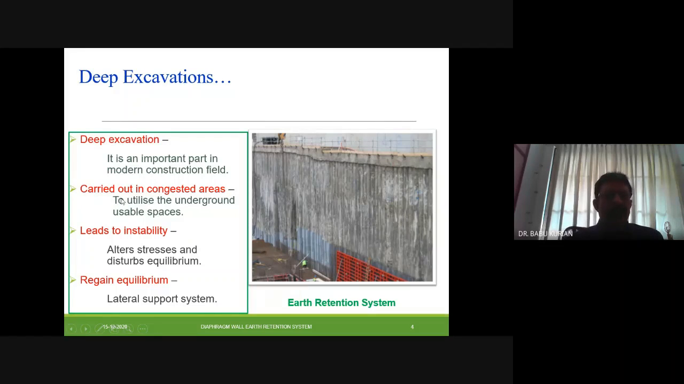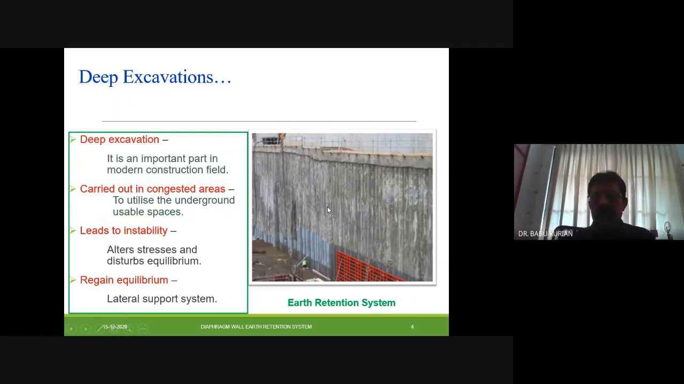So it is carried out in congested areas due to the need for underground usable space. And because of this deep excavation, the natural slope, the natural equilibrium of the soil will be disturbed. So we have to find some solutions to reinstate that equilibrium, and to reinstate that, we have to do some construction. First, some structure to retain the earth properly has to be constructed, and accordingly only we can retain the stability of the soil. So, to regain the equilibrium, lateral support systems are used.